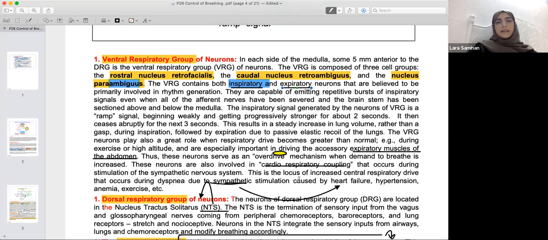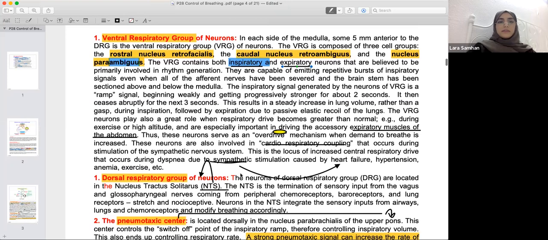And if there's anything abnormal, or if the diaphragm and the external intercostal muscles aren't functioning normally for the lungs to inspire and expire in a normal way, that means we're going to be using the accessory muscles for expiration and inspiration, and this also will be aided by the function of the VRG, the ventral respiratory group.